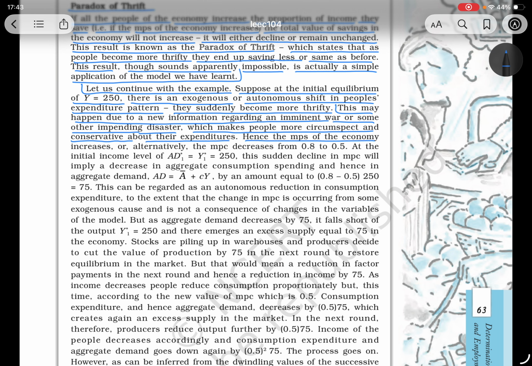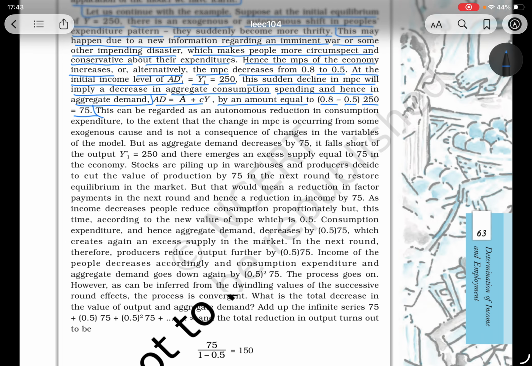Hence, the MPS of the economy increases, or alternatively, the MPC decreases from 0.8 to 0.5 at the initial income level of AD1, Y1* equals 250. This sudden decline in MPC will imply a decrease in aggregate consumption spending and hence in aggregate demand, AD equals A dash plus cY, by an amount equal to (0.8 minus 0.5) × 250 equals 75. This can be regarded as an autonomous reduction in consumption expenditure, to the extent that the change in MPC is occurring from some exogenous cause and is not a consequence of a change in the variables of the model.